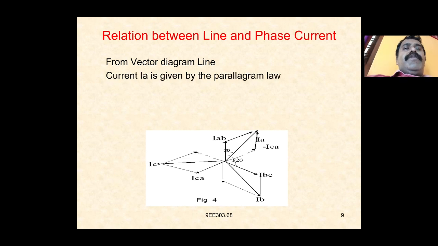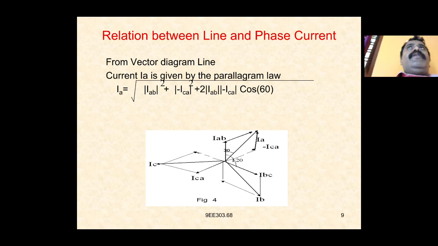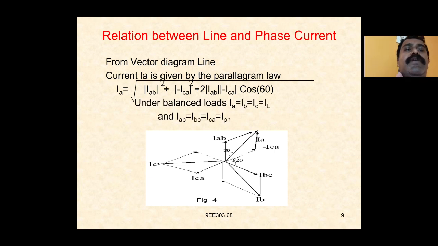From the vector diagram, current IA can be given by the parallelogram law. IA is equal to under root of IAB square plus ICA square plus 2 IAB ICA cos 60. Under balanced loads, IA is equal to IB is equal to IC is equal to IL, and we can consider IA, IB, IC are the line currents. IAB, IBC and ICA are the phase currents here.